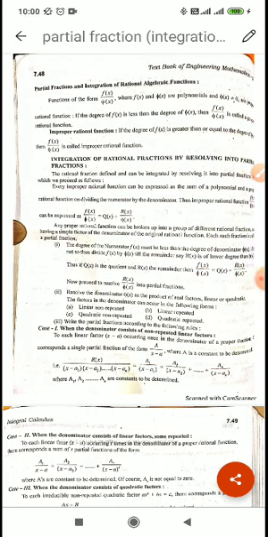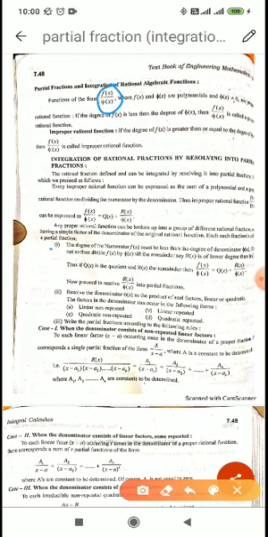Today we are going to learn how to solve integration by using the method of partial fractions. Okay, so what is a partial fraction exactly? Partial fraction means suppose a function is given in the form of f of x by phi of x. What is f of x? f of x is nothing but a polynomial.